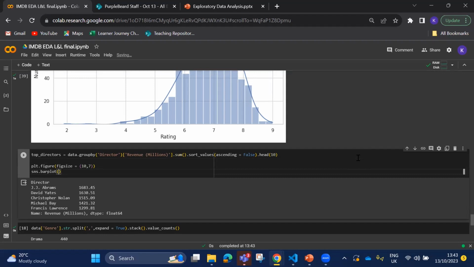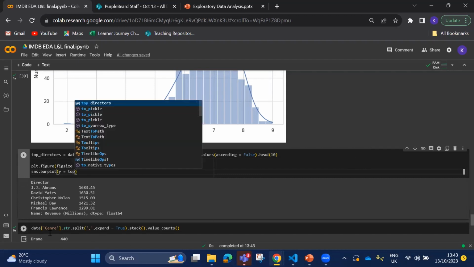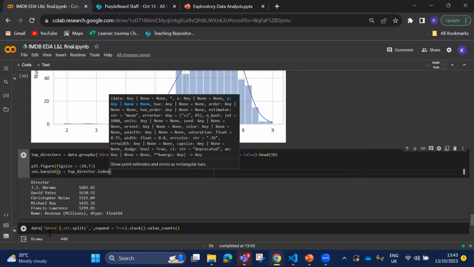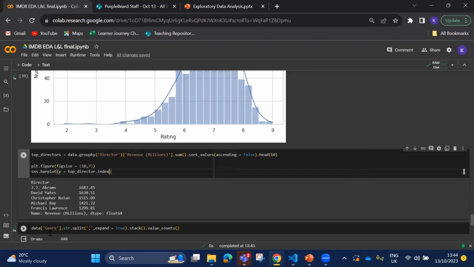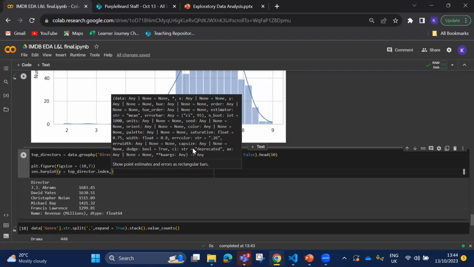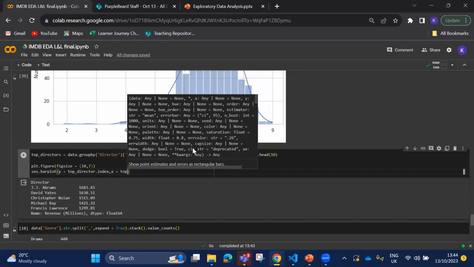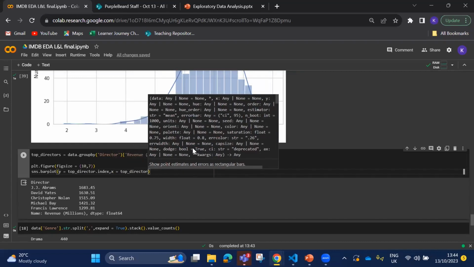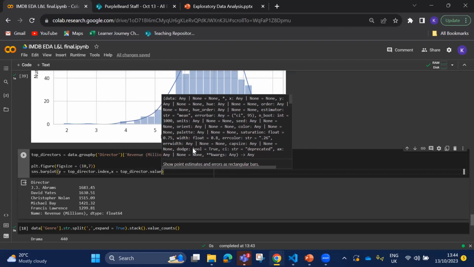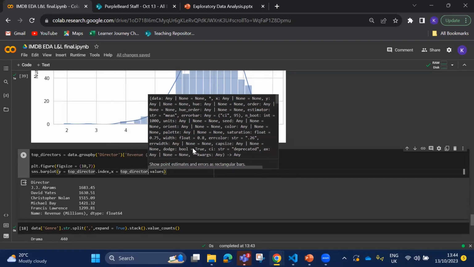Now I'm going to plot a bar plot over here. Because this index is the director name, I'll put top director dot index on the y-axis, and on the x-axis I want the revenue made, so the values of this. So I'm going to take values, equal to top directors.